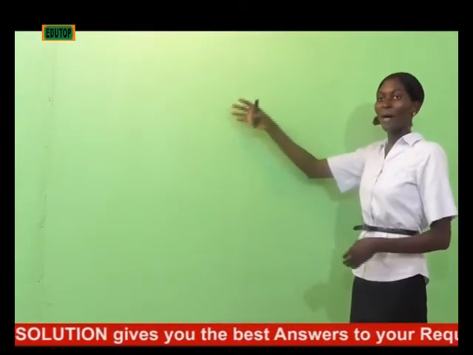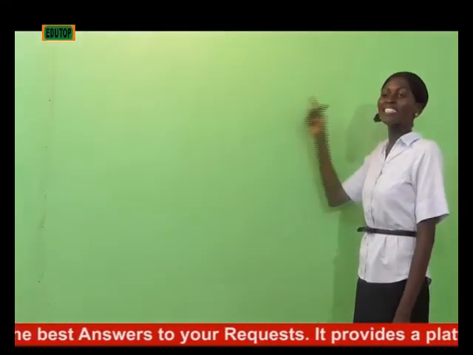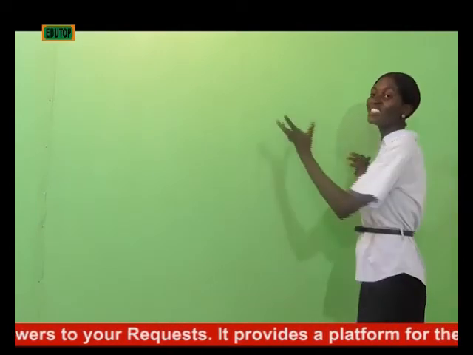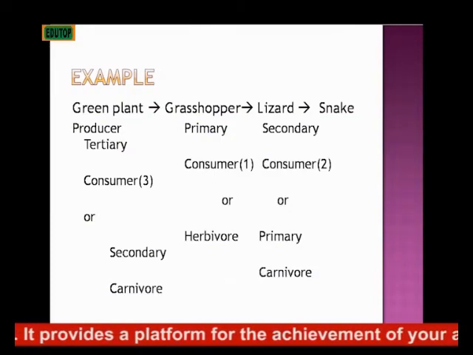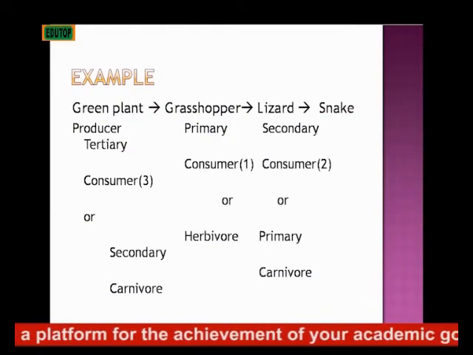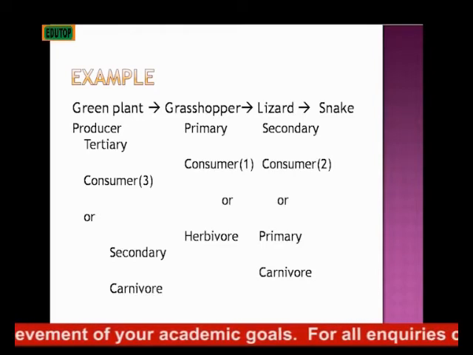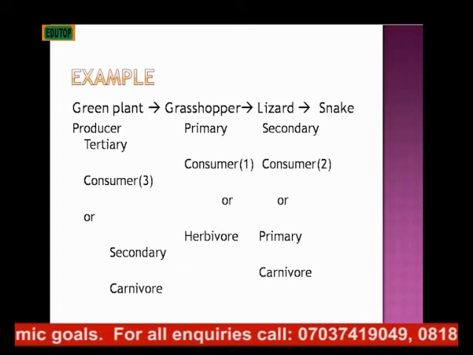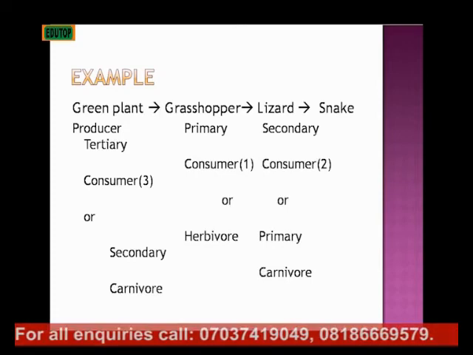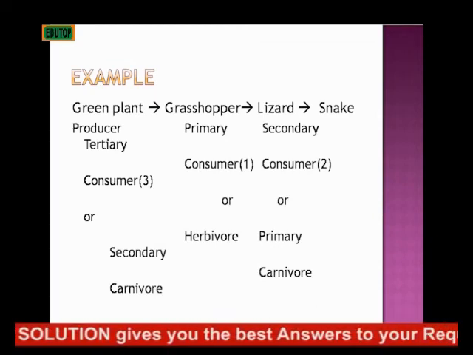So the grasshopper eats the green plants, then the lizard in turn eats the grasshopper, while the snake eats the lizard. In this illustration, you will find out that the green plant is the producer, the grasshopper is the primary consumer or the herbivore, then the primary carnivore or the secondary consumer is the lizard, while the snake is also a consumer, but now the third consumer, that's why we call it the tertiary consumer. Then we have it also being the secondary carnivore. So this is an example of a typical food chain.